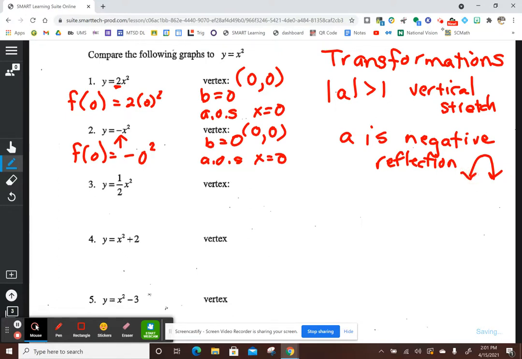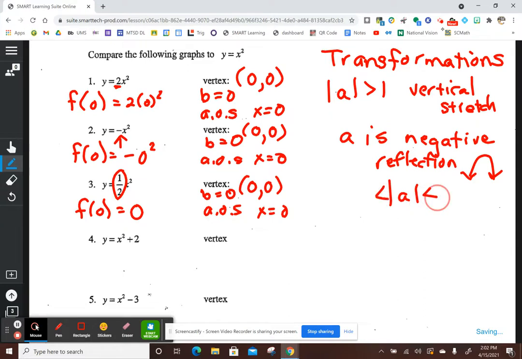Okay, for the next one, again, b equals 0. So the axis of symmetry is x equals 0. So the x value of our vertex is 0. And when we plug in f of 0 into this one, we also get 0. But now this one, a is in between 0 and 1. So therefore, this is going to be a vertical shrink. And a vertical shrink in a parabola becomes wider. Where a stretch is narrower, a shrink is wider.